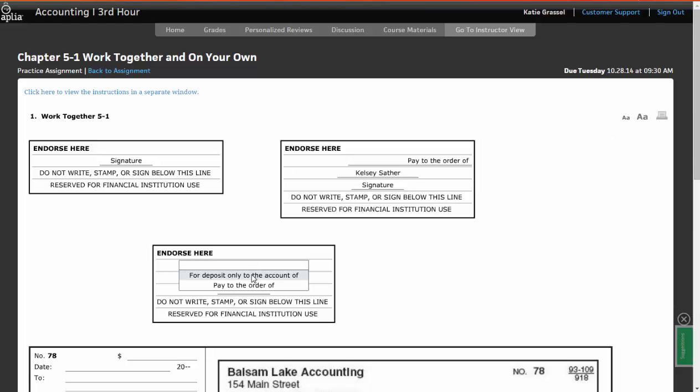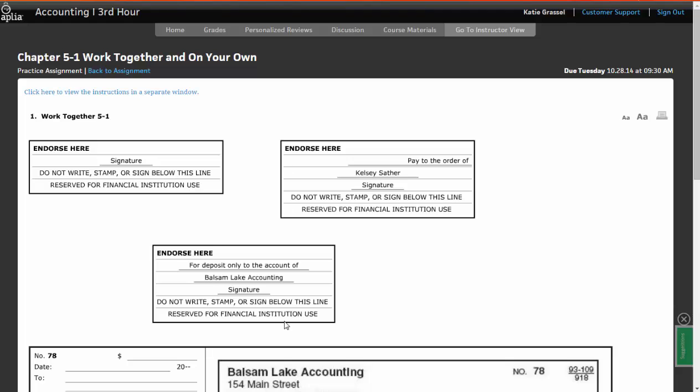It will say for deposit only to the account of, and then the name of the business, Balsam Lake Accounting, and then there's going to be a signature. I use this endorsement sometimes when my husband is going to make a deposit. The check is made payable to me, but he's going to take it. I don't want to just sign my name on the back of it and then he takes it, because what would happen? He could lose the check.